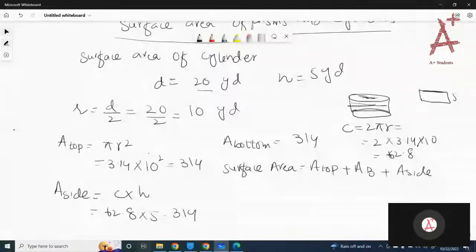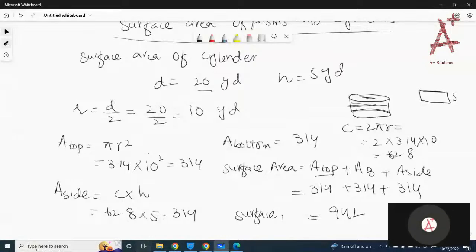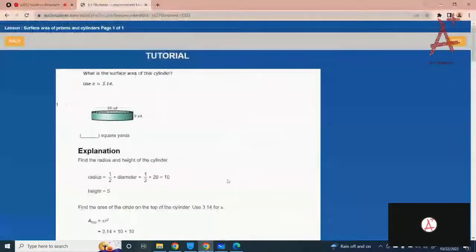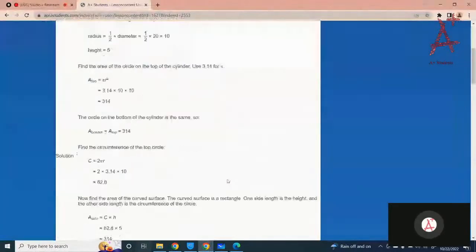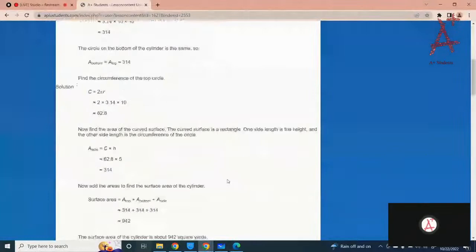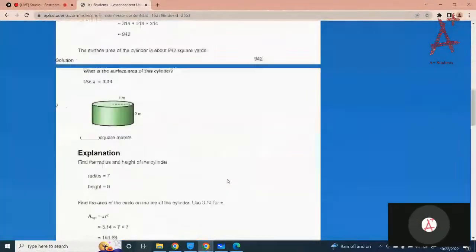So just add all the values. Area of top is 314, area of bottom is 314, and area of side is also 314. Just add all the values. Got it? So 314 plus 314 plus 314 is 942. So the surface area of the cylinder is 942. Got it?